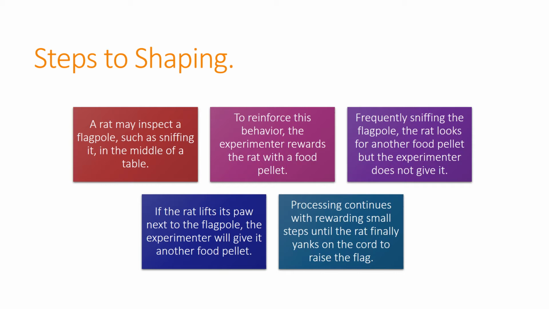So the rat learns, okay, well, that doesn't create a food pellet, so let me try something else. So it may lift its paw next to the flagpole, or maybe it touches the flagpole. The experimenter will then again give the rat a food pellet for doing something different and something similar to what it wants the rat to do. Now this process will continue with rewarding these small steps until finally the rat yanks on the cord to raise the flag. So that is shaping.